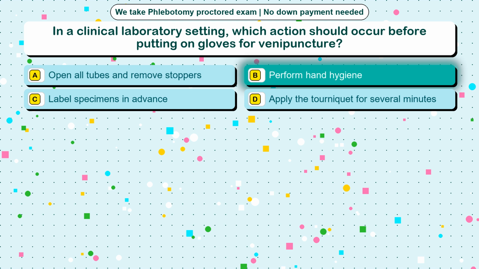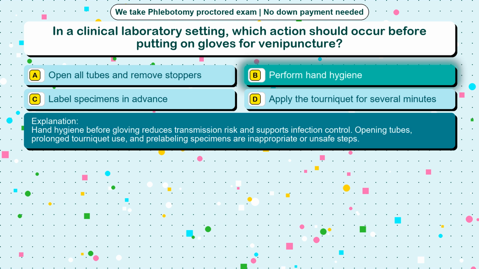The correct answer is option B, perform hand hygiene. Hand hygiene before gloving reduces transmission risk and supports infection control. Opening tubes, prolonged tourniquet use, and prelabeling specimens are inappropriate or unsafe steps.